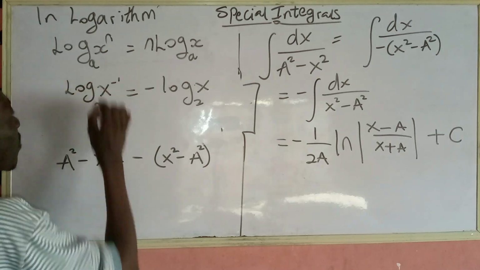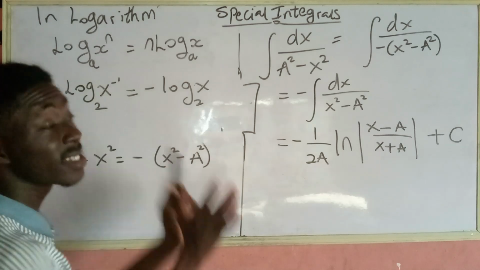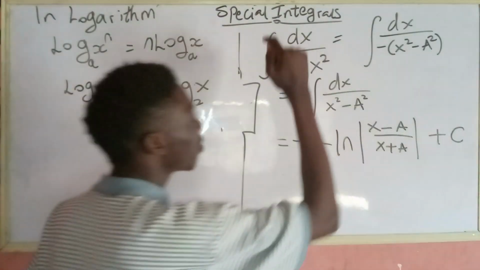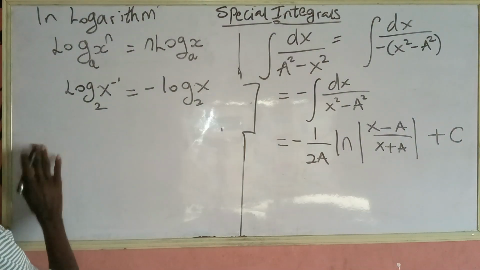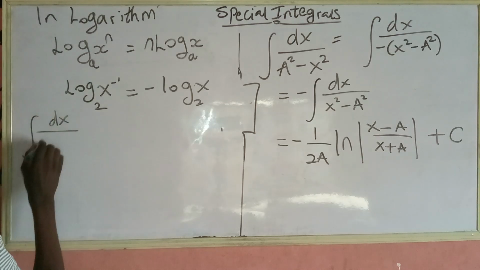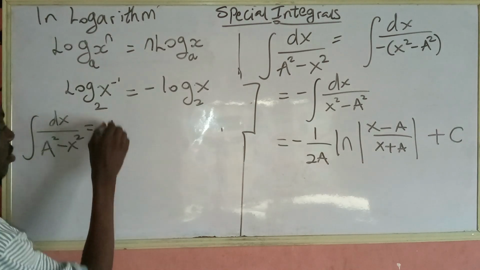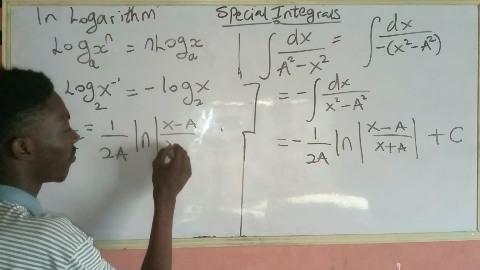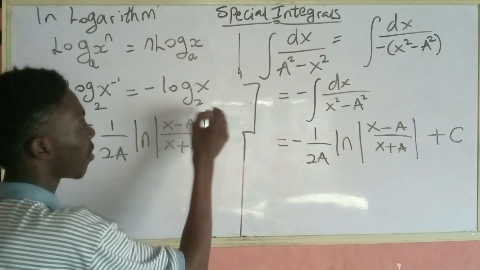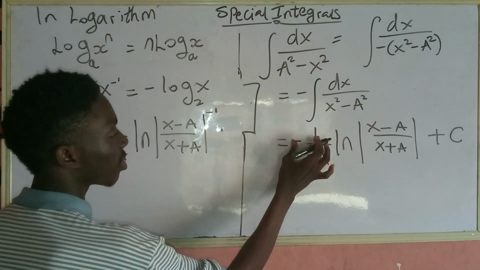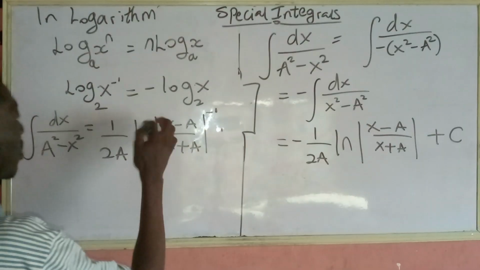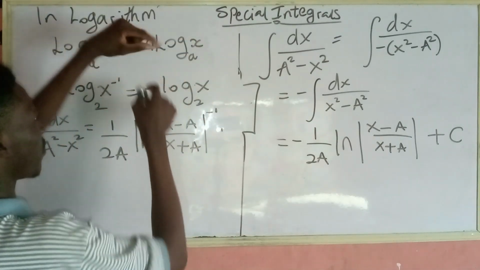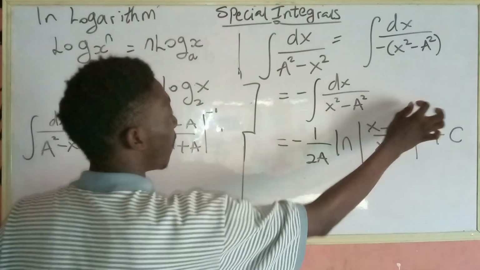Let me write my x like this. So this and this are the same in logarithm. From there, that means this minus can come to this place. And that means the integral of dx over a squared minus x squared is equal to 1 over 2a natural logarithm of (x minus a over x plus a) all raised to power minus 1, because this minus 1 comes to the power. You can see this and this are equivalent in logarithm. That means I can bring the minus 1 back here, or return it back. But now in this case, we're taking the minus 1 back to the power.